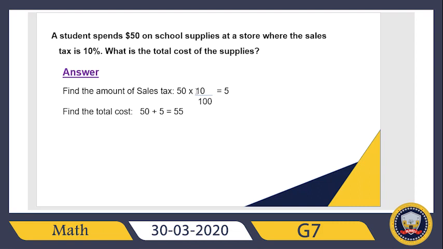So I will do 50 times 10 over 100. The two zeros will go with the two zeros above, so one 0 goes with one 0 and the other goes with the other 0. So from all this I get 5 times 1, which is 5. So the $5 is the tax on the $50. So he's going to pay $50 and another $5 for the tax. So in total he's going to pay $55.